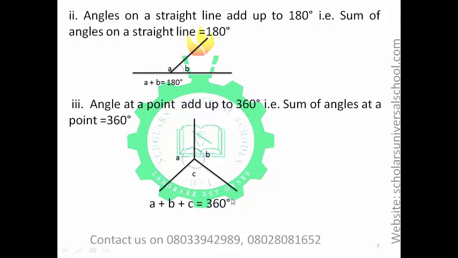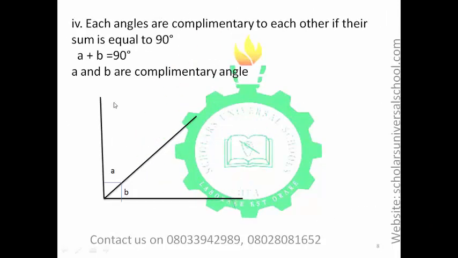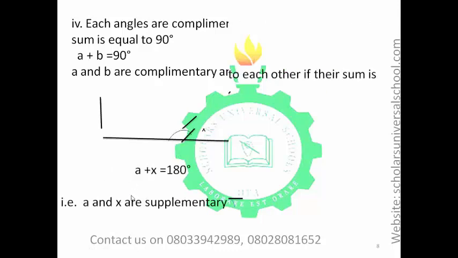I've given you three properties now. Vertically opposite angles are equal. Angles on a straight line add up to 180 degrees. Sum of angles at a point is 360 degrees. And the fourth one: two angles are complementary to each other if their sum is equal to 90 degrees. So any angles that you add up together to give you 90 degrees are complementary of each other. If I put 40 degrees here, the complement of this 40 degrees is 50 degrees, because 40 degrees plus 50 degrees is equal to 90 degrees. So they are complementary angles.